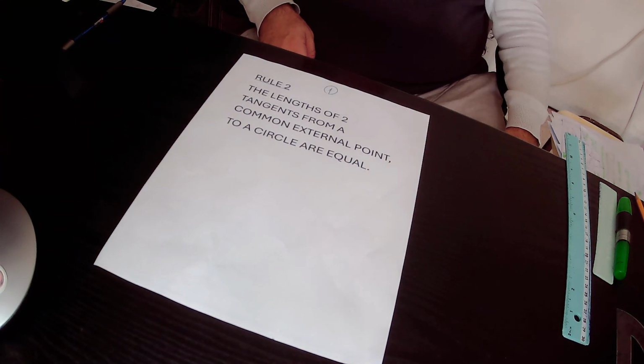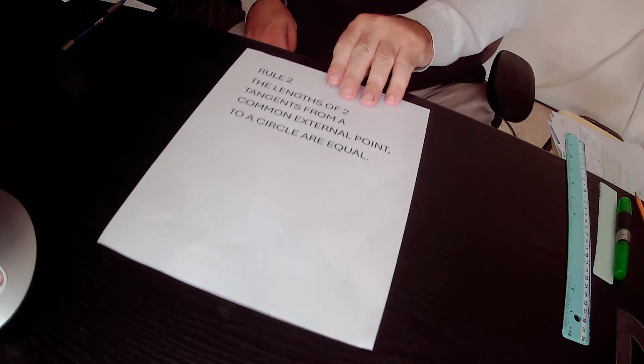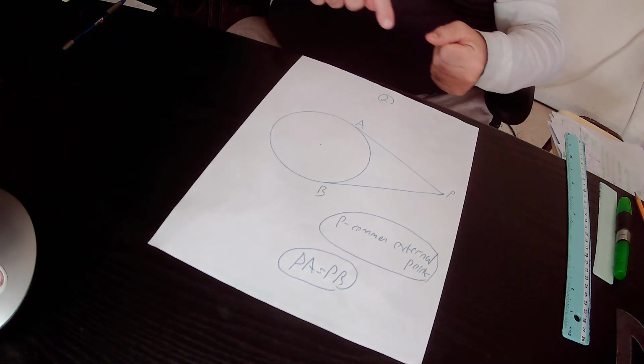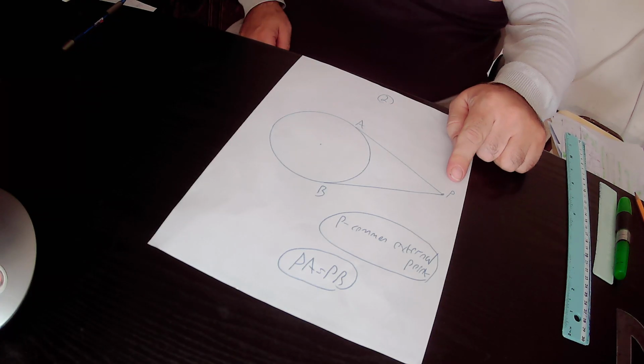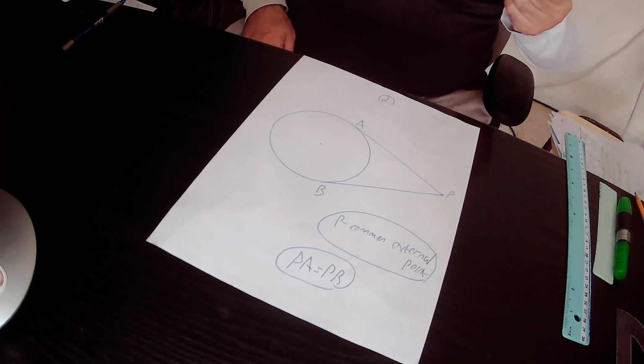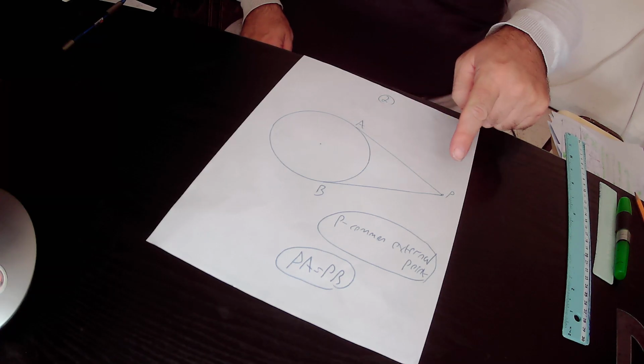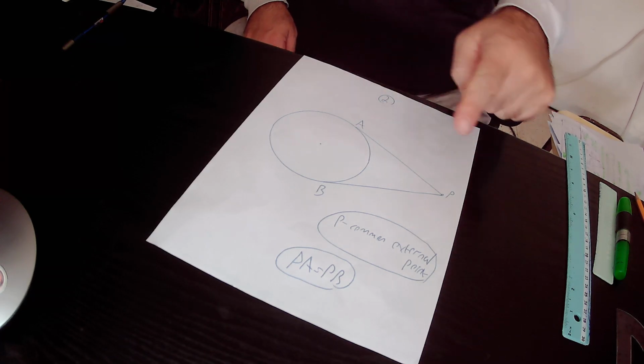According to rule 2, the lengths of two tangents from a common external point to a circle are equal. In the drawing, we have a circle. This is the common external point, point P. From point P, we have two tangents to the circle, tangent PA and tangent PB. According to rule 2, they are equal in length, that is to say, PA equals PB.